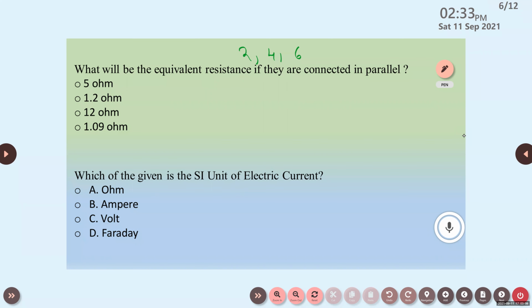Yes. 2.2. Is it 1.2 ohm? No. So you lost the mark. The same question passed to boys.